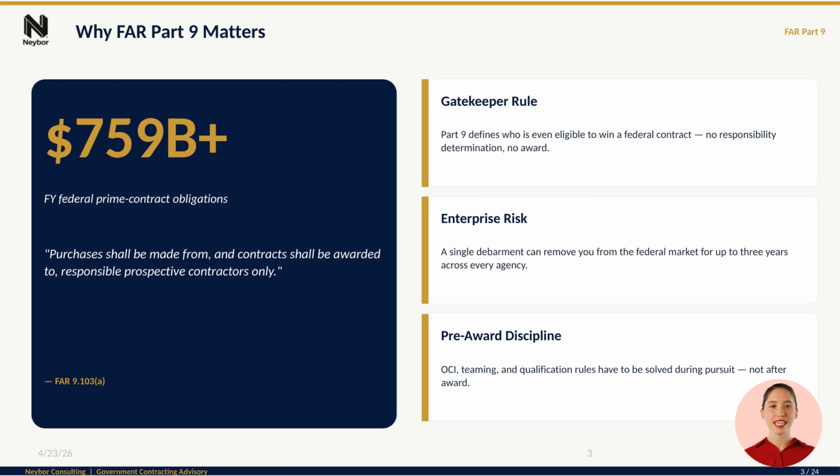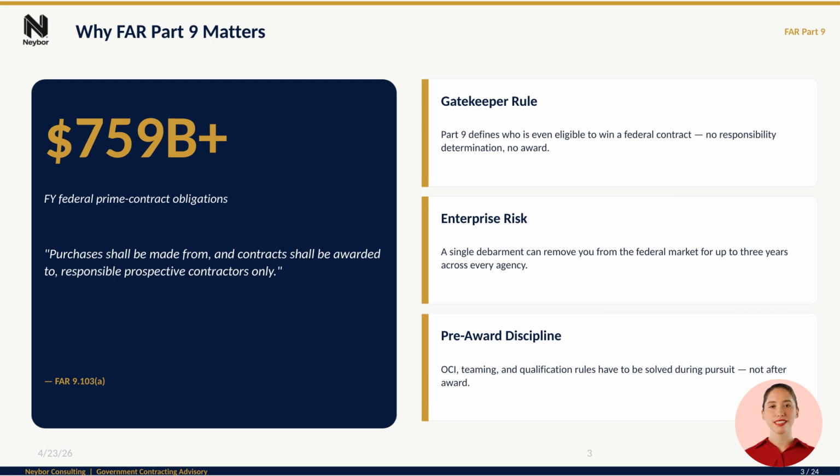Before we get into the mechanics, let's set the stakes. Federal prime contract spend runs above $750 billion a year across the government. Every single one of those dollars flows through the rules set in FAR Part 9. The guiding principle is on the left. The government is directed by regulation to award contracts only to responsible prospective contractors. That sounds simple, but it generates 3 practical consequences.